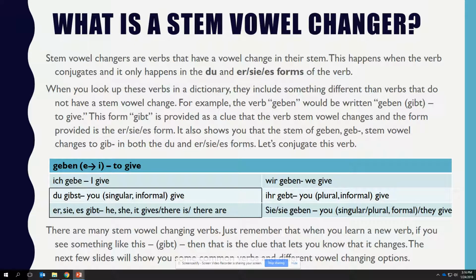There are many stem vowel changing verbs. Just remember that when you learn a new verb, if you see something like this, gibt, then that is the clue that lets you know that it changes. The next few slides will show you some common verbs and different vowel changing options.